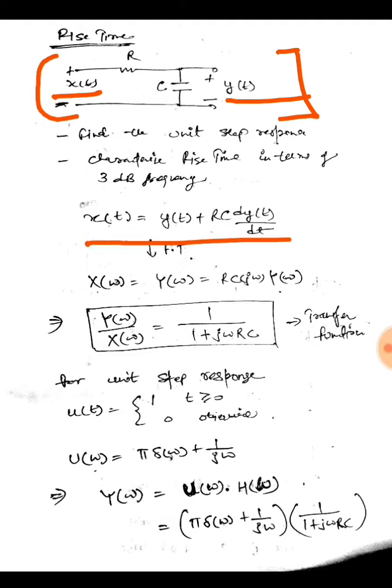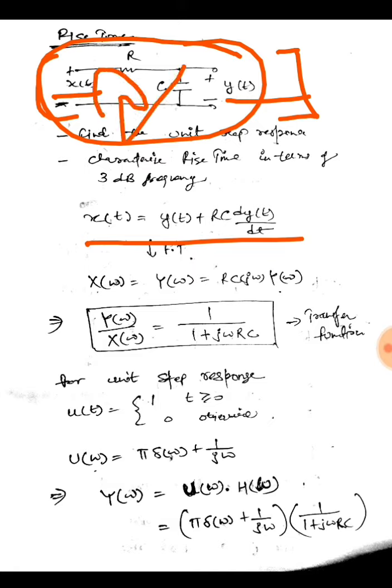So x(t) is equal to y(t) plus RC dy/dt using this equation. Applying the loop equation, we get x(t) is equal to y(t) plus RC dy(t)/dt. Taking the Fourier transform, I will get X(ω) equal to Y(ω) plus, as it is a first order derivative, jω will be multiplied, as we have seen in the Fourier transform properties. So RC jω Y(ω).